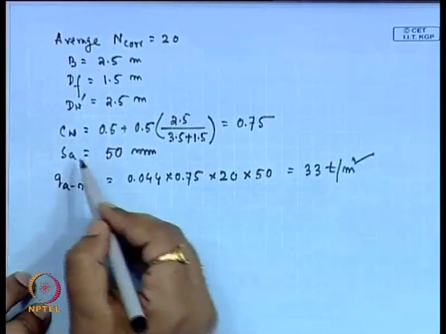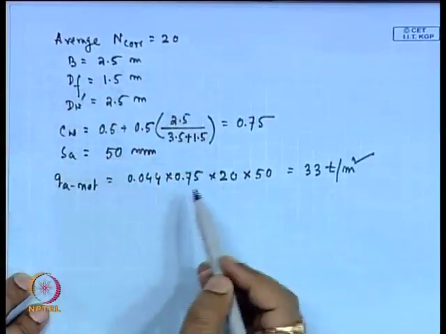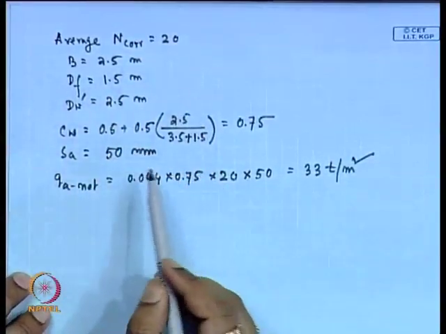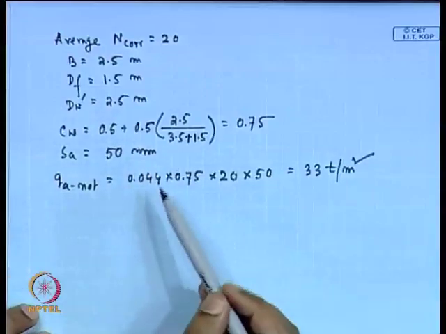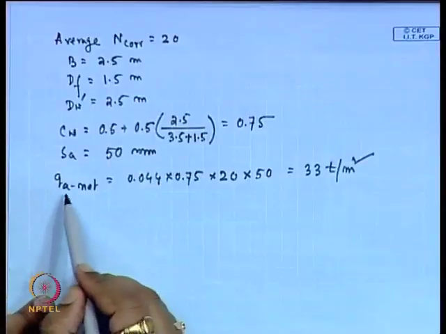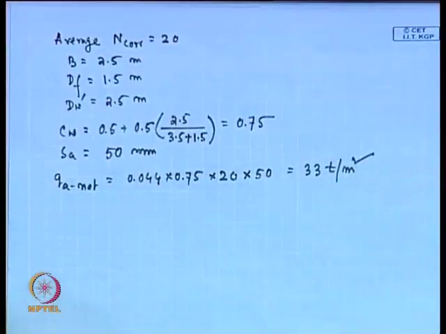So, if we know the permissible settlement and the other dimensions, water table position and N value, that means the SPT value, then we can calculate the net allowable bearing capacity of the soil by using this type of expression. Now I have finished the shallow foundation part. Next class I will start with the deep foundation part and the structural design of this foundation system, that I will discuss in the last module of this course.